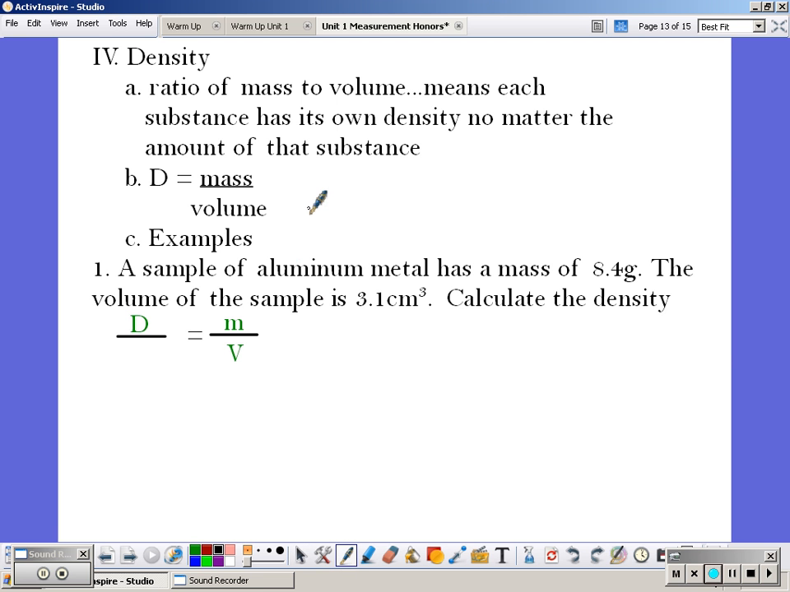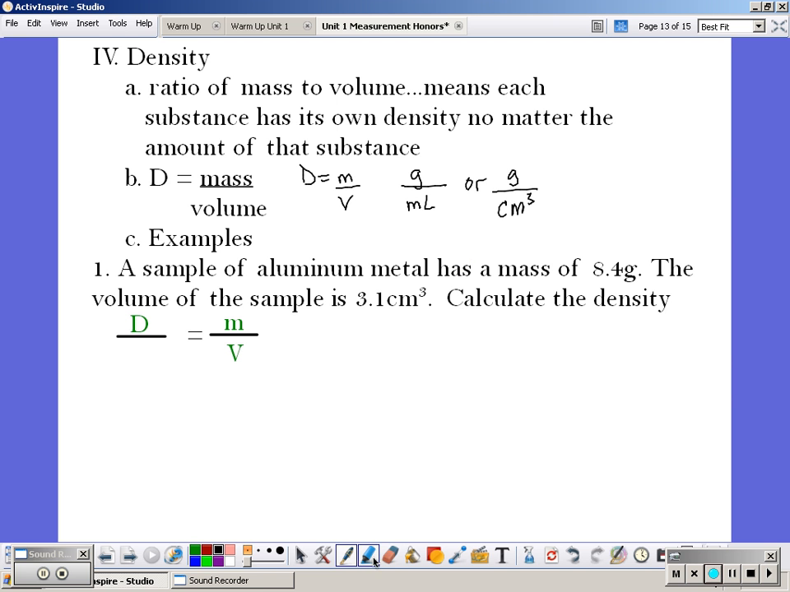Now density is mass over volume. You might see it written as D equals M over V. And this is given to you on your test, so you don't have to memorize it. In fact, it also tells you D is density, M is mass, and V is volume. The units for mass are grams, and volume we typically measure in milliliters because we don't use large amounts of stuff, or it would be grams per centimeter cubed. Now a milliliter and a centimeter cubed are equal to each other, so those two units are interchangeable.